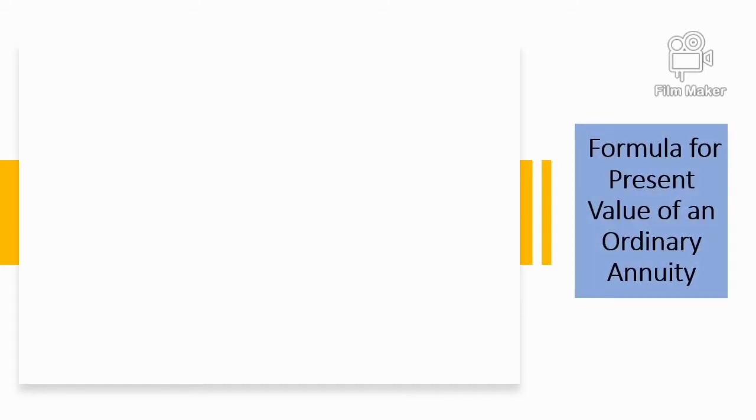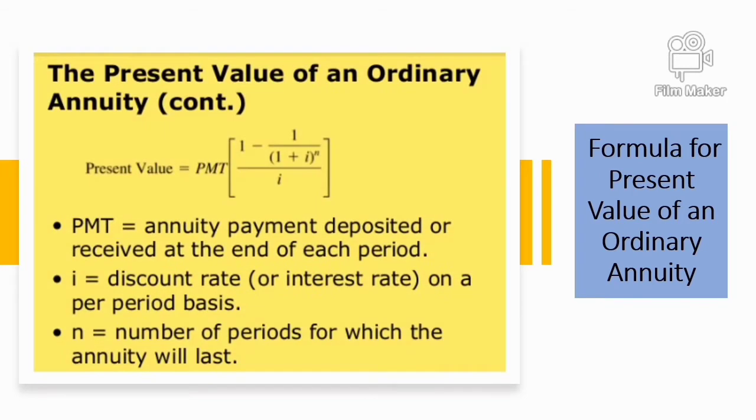Appreciation. Formula for present value of an ordinary annuity. So this is the formula for the present value of an ordinary annuity. Present value is equal to PMT multiplied by 1 minus 1 divided by 1 plus i raised to n, divided by i. Where PMT means the annuity payment deposited or received at the end of each period, i is the discount rate or interest rate on a per period basis, and n is the number of periods for which the annuity will last.